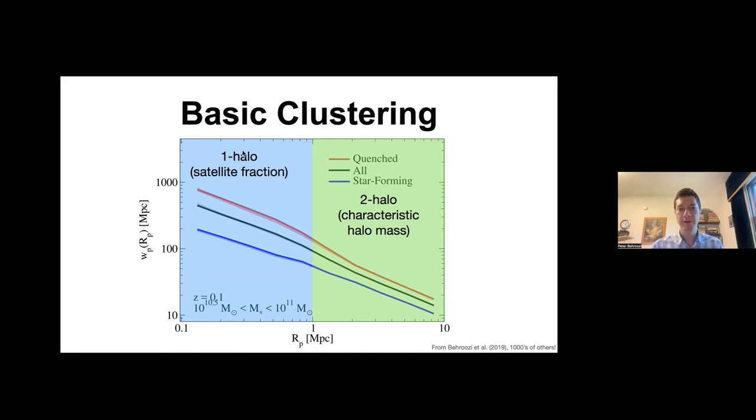We often talk about the one halo term being mostly influenced by the satellite fractions. For instance, quiescent versus star-forming galaxies have different fractions as satellites versus central galaxies, contributing to a large difference in the one halo term. And then on larger scales, we see differences in the characteristic host halo masses.